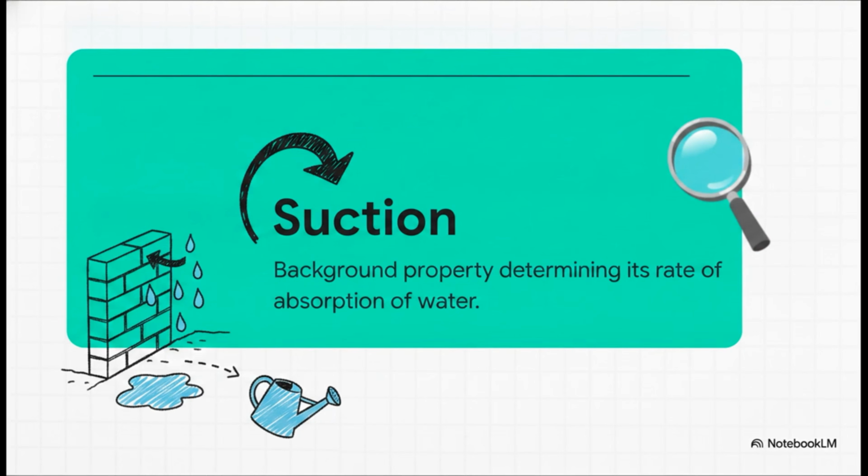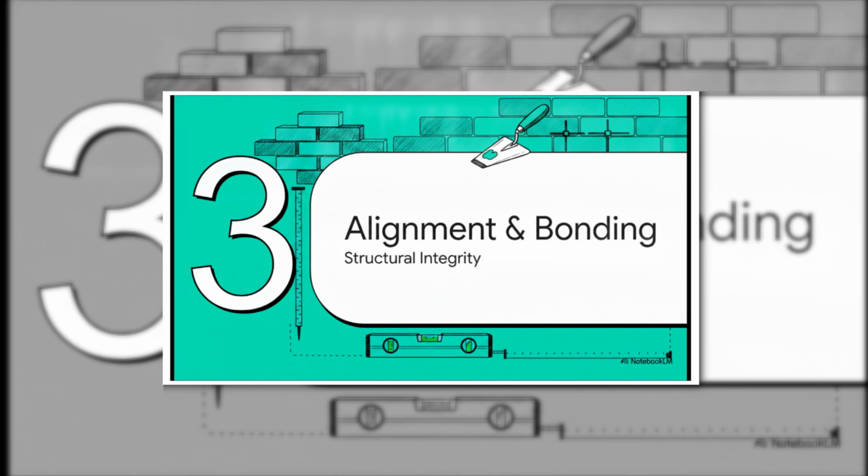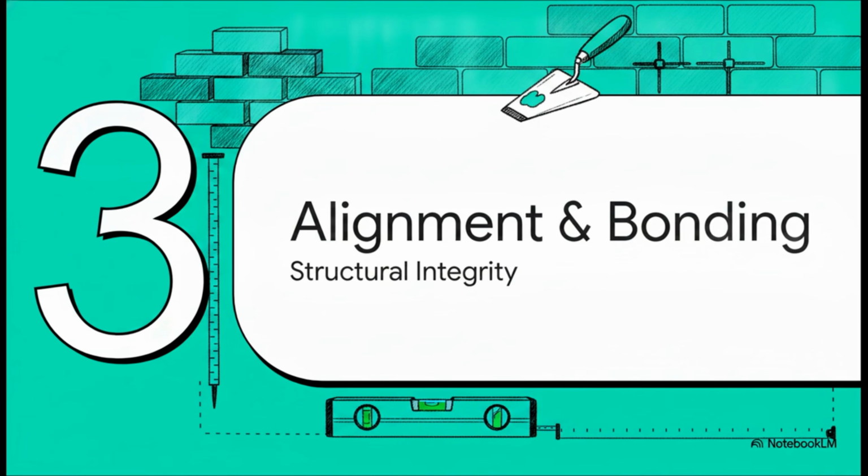IS 1661 gives us some critical definitions we really have to enforce. While fineness modulus helps us grade our sand, suction is arguably the real game changer here. Suction is essentially the background property that determines how fast a wall absorbs water. If your clay bricks are high suction, they're going to pull water directly out of your mortar before the hydration process can even finish. This is exactly why thorough pre-wetting of clay bricks is a mandatory site practice. Don't skip it.